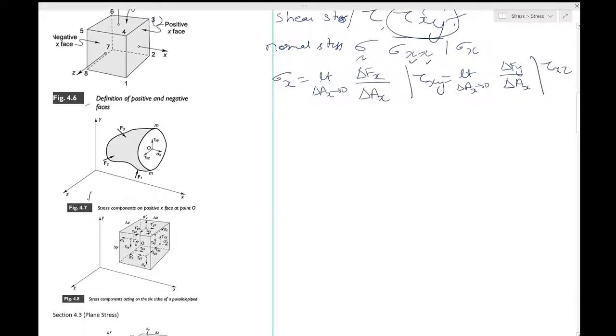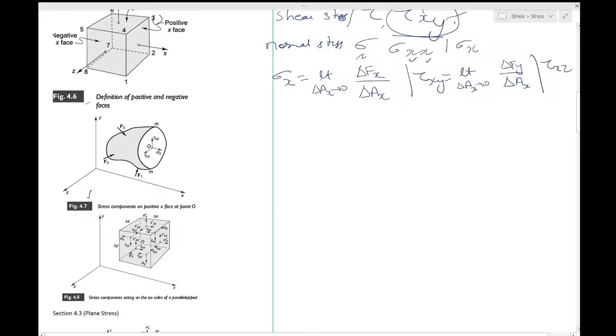These are the components of the stress on the x plane, in the x direction, I'm sorry, and this is how they are shown. So sigma xx is the normal stress acting perpendicular to the plane, and tau xy and tau xz are acting parallel to the plane, and hence they are the shear stresses.